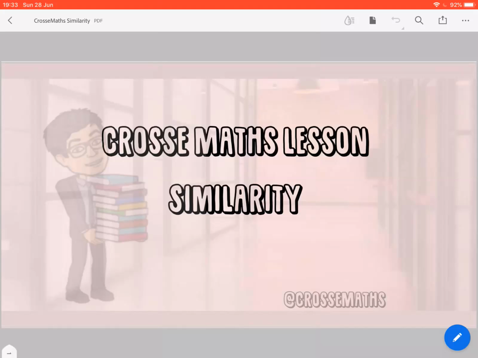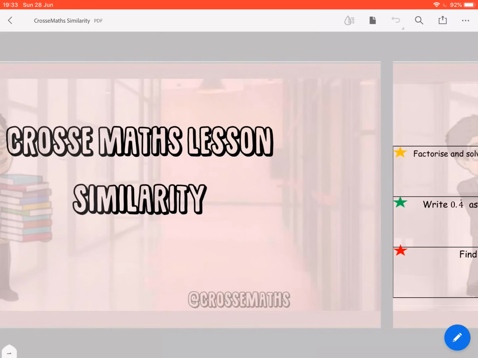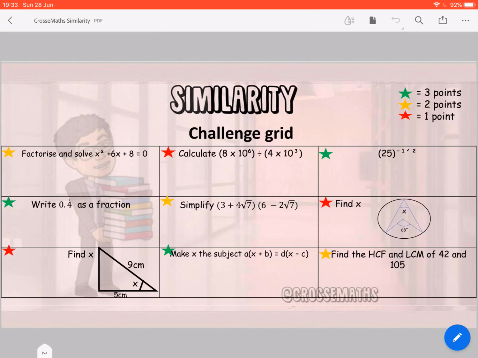CrosseMaths lesson. Today we're going to be looking at similarity. What I'd like you to do is pause the video now and have a go at the challenge grid in front of you. There's a range of topics, probably about 30 marks in a real GCSE exam. Get as much of it done as you can, and once you're finished, I'm going to go through it.